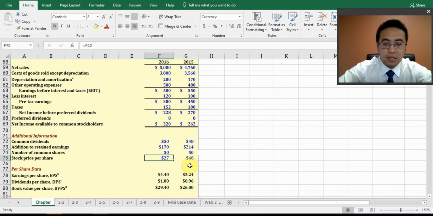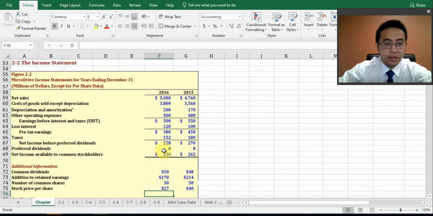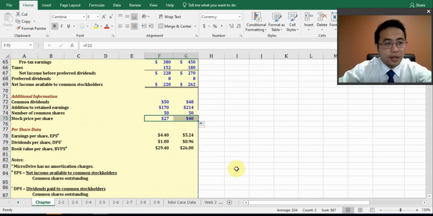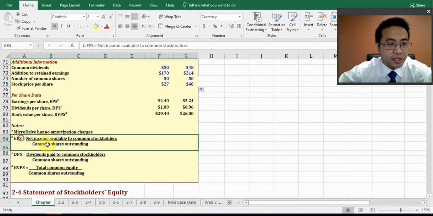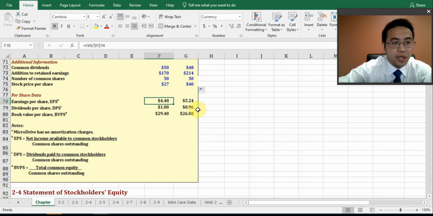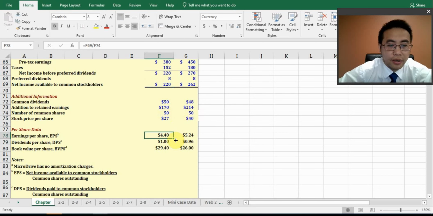And then for stock price, we do the same old trick again. Make it link to the stock price right here, 27, and then drag it to the right. All right, so now we need to do some calculations. Earnings per share, as is given here in the formula, is the net income divided by shares outstanding. So I'm going to use the net income, it's right here, divided by the shares outstanding. Then drag to the right.